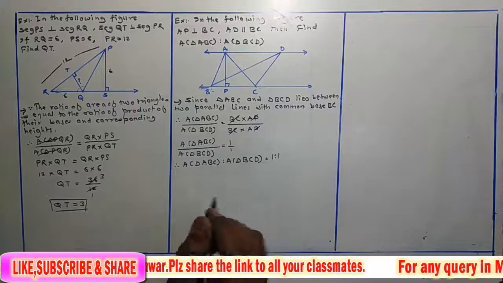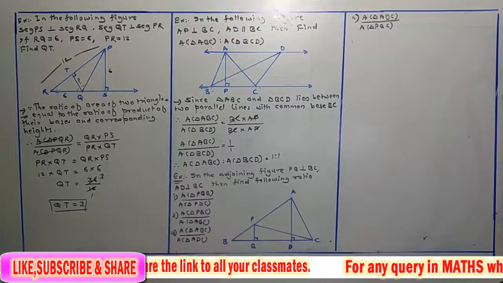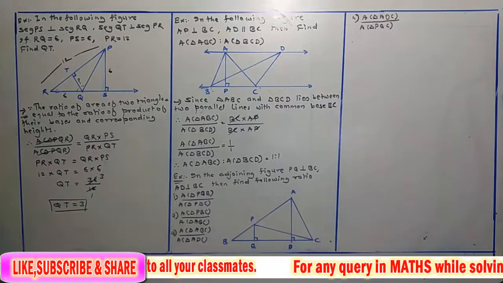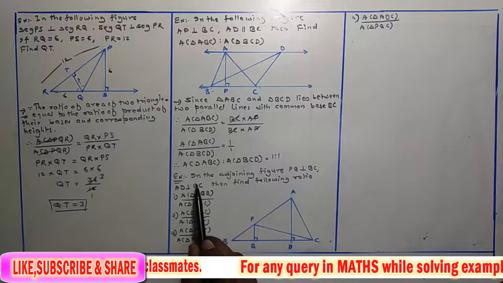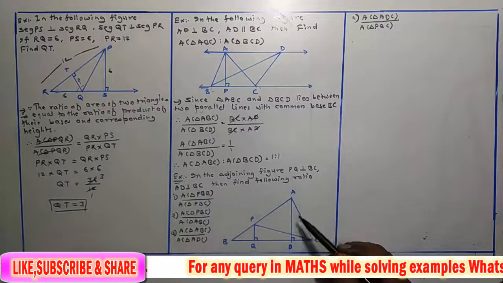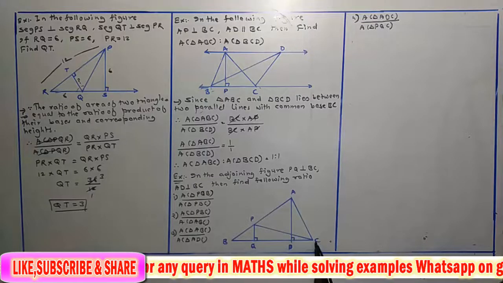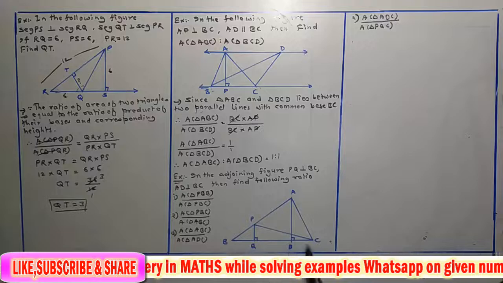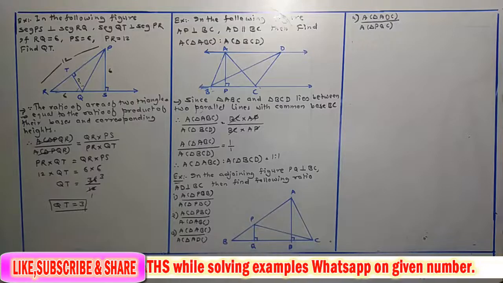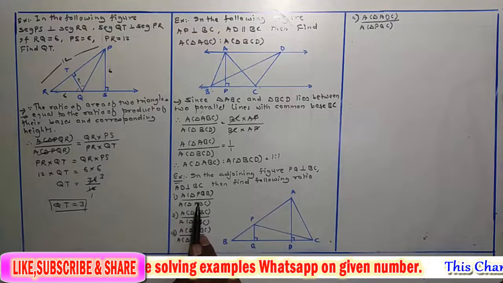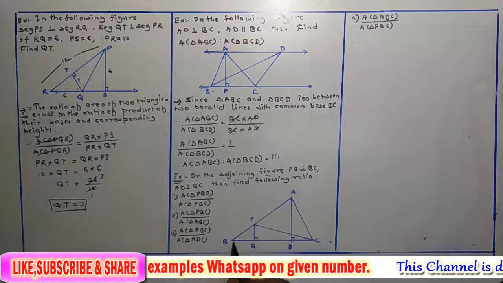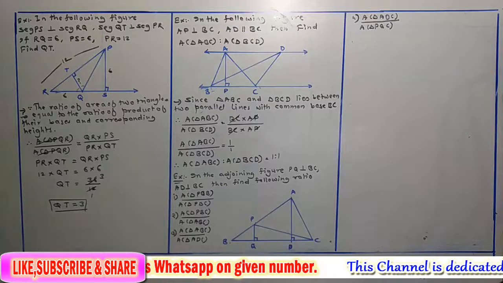Now last example we'll see here, next example. So this is the figure. In the adjoining figure, PQ is perpendicular to BC. This PQ is perpendicular to BC and AD is perpendicular to BC again. Then find the following ratios. First, area of triangle PQB and triangle PBC.